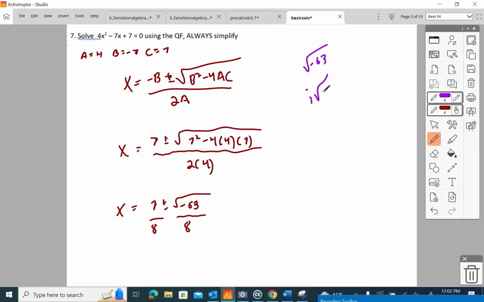I know she's imaginary. I learned my multiplication tables in not ninth grade, 4th grade. 63 is 9 times 7. Root 9 is 3, so 3i root 7. So my final answer here is 7/8 plus or minus 3i root 7 over 8. And nothing reduces. You can't reduce 7 over 8. You can't reduce 3 over 8. So that one's done.